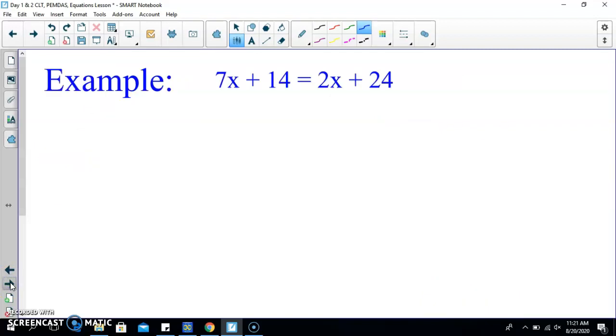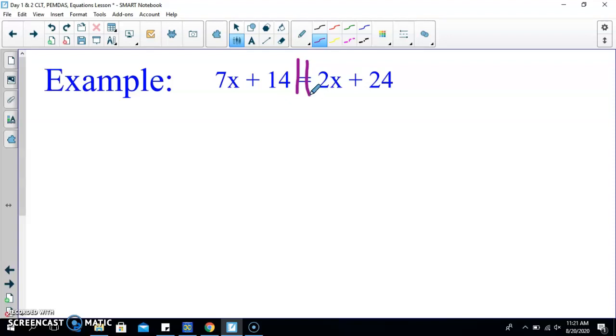So now looking at the next example, 7x plus 14 equals 2x plus 24. I'm first looking to see if I have to distribute, which I do not. Next, I'm looking to see if I have like terms on the same side. And remember, when I'm referring to the same side, I'm talking about the side of the equal sign. Left-hand side says 7x plus 14. Those are not like terms. Right-hand side says 2x plus 24. Those are not like terms. So I don't have like terms to combine.